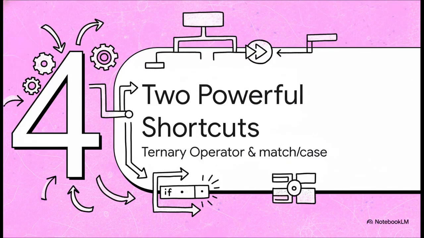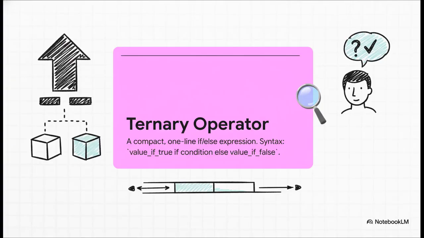All right, ready for some more advanced tricks? Let's check out two modern, super concise shortcuts for handling conditions that'll make your code look way more professional. First up is something called the ternary operator. Just think of it as a tiny, one-line if-else statement. It's designed for one specific job, assigning one of two values to a variable. So instead of needing 4 lines of code to check an age, you can just write status equals adult if age greater than or equal to 18, else minor. Boom. Clean, simple, and all on one line.